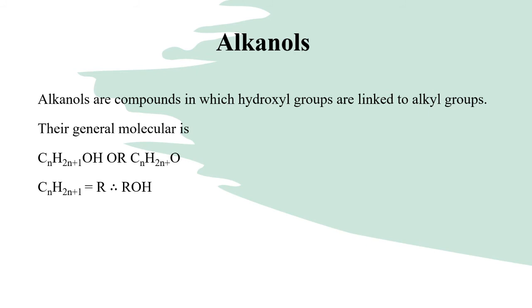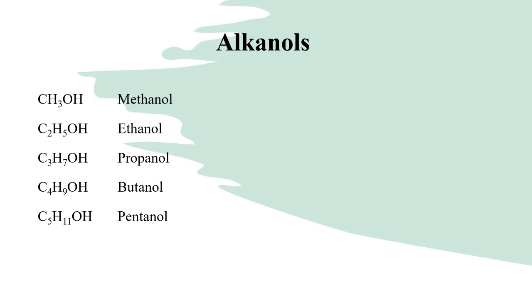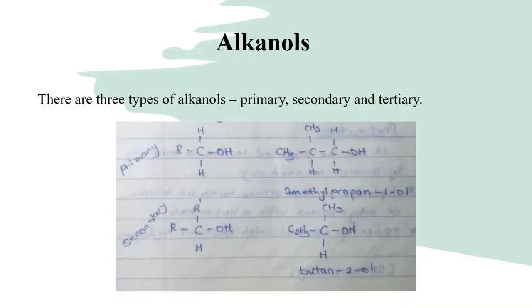Their general molecular formula is CnH2n+1OH or CnH2n+2O. So we have methanol, ethanol, propanol, pentanol, and what? Butanol. There are three types of alkanol. We have the primary, secondary, and the tertiary alkanol.